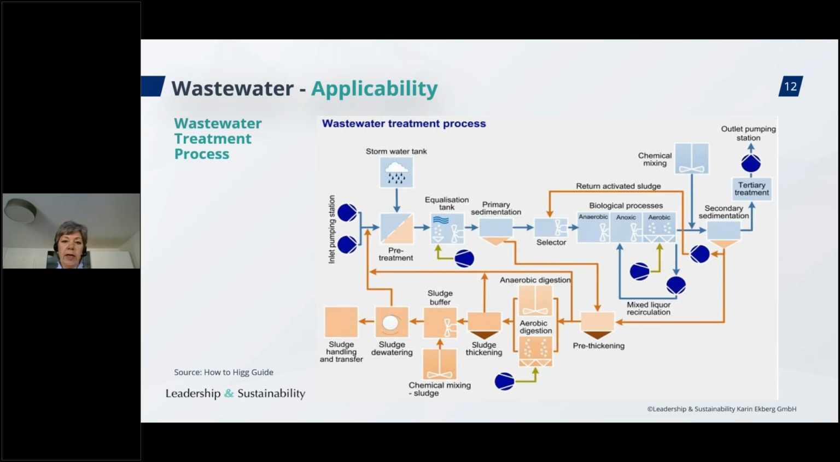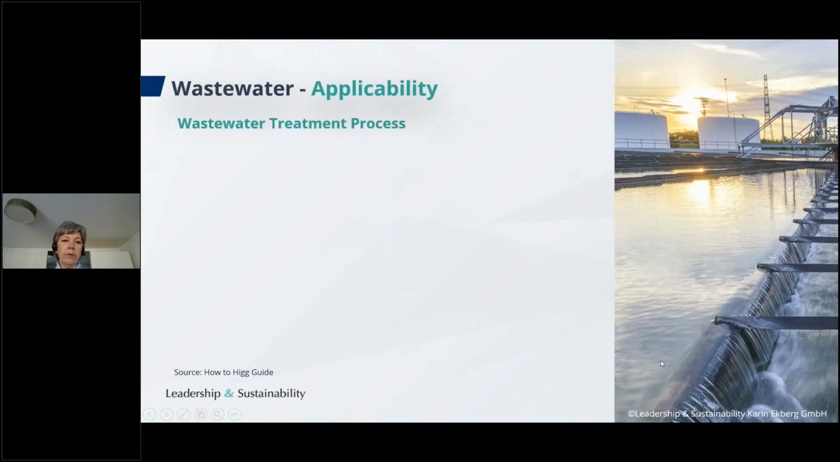And then you have an equalization tank here. You have a primary sedimentation, you have the biological process, and then you can see also that you have sludge produced, and that sludge is also taken care of. And if we talk a bit more about the wastewater treatment process.